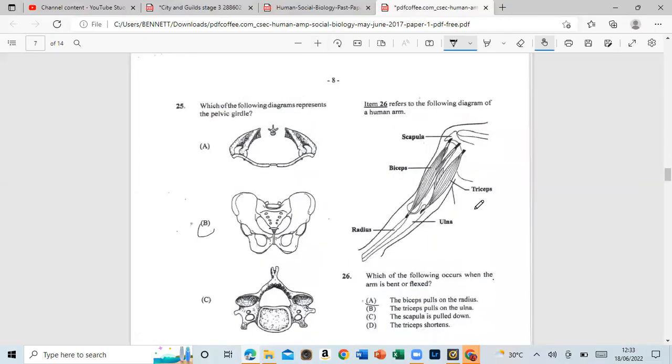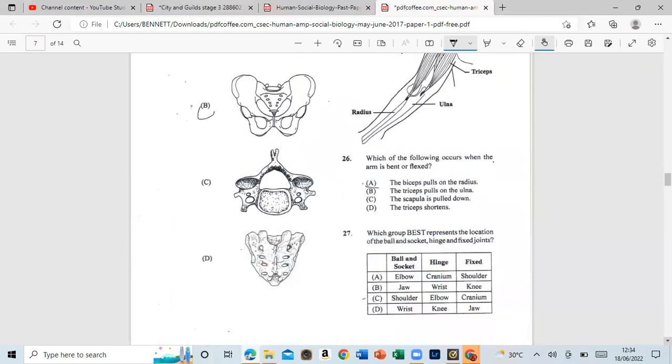All right, so let's move on to 27. We're almost halfway there, guys.